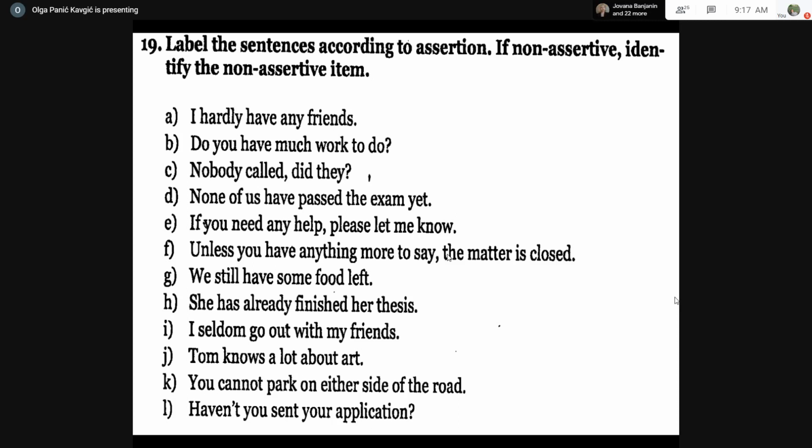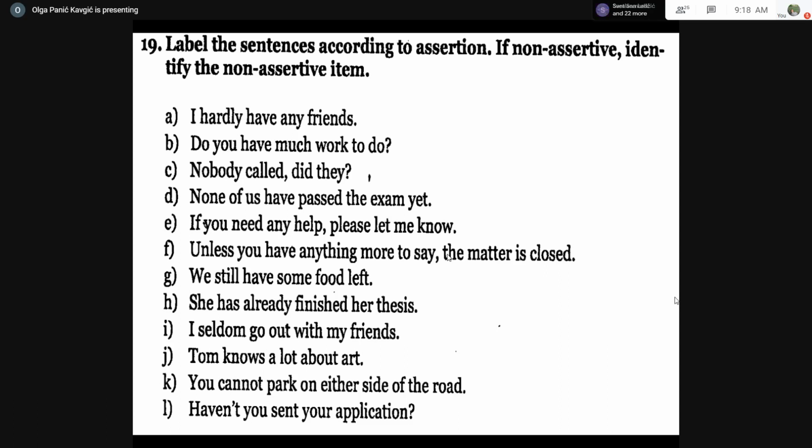Okay, good. Thank you. Is Dunja Knežev here? Yes. Okay, Dunja. So the next one, unless you have anything more to say, the matter is closed. Non-assertive. Yes. And anything. Good. Now there is something again linked to what I've just said, and it is really a non-assertive item. We will see why. Although, unless. Very good. Unless, although at the surface level you can't really say that you see anything negative about it.